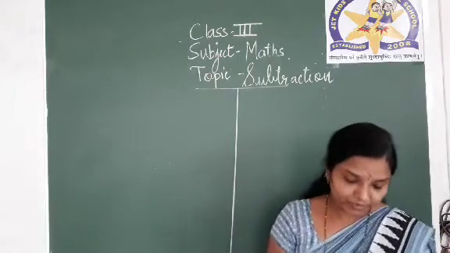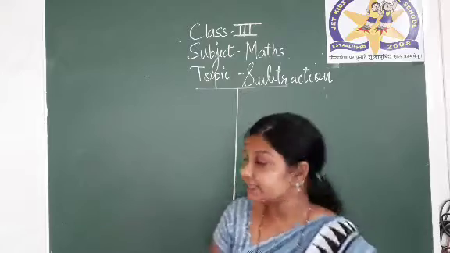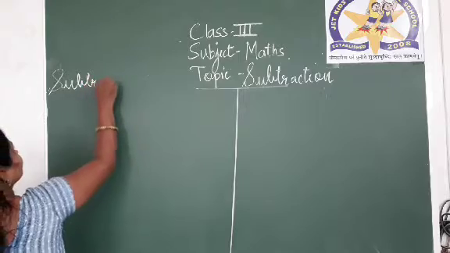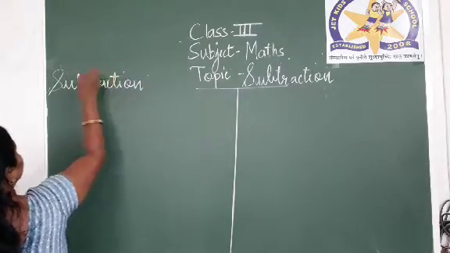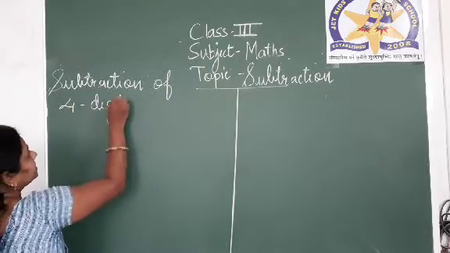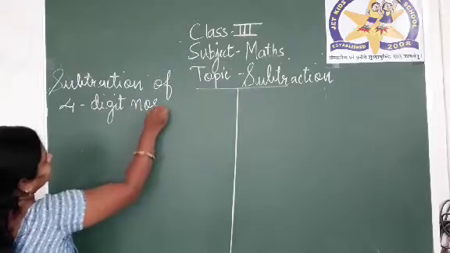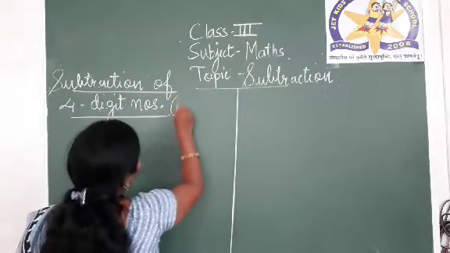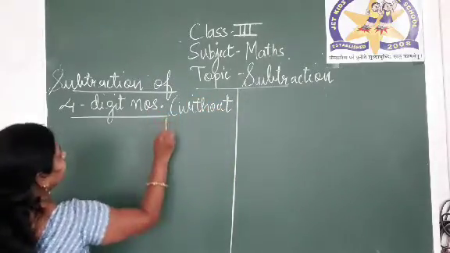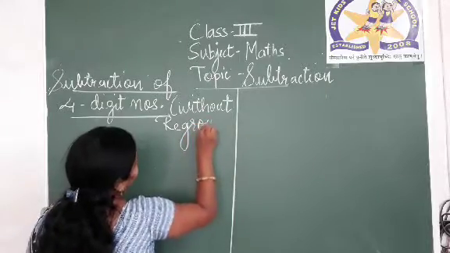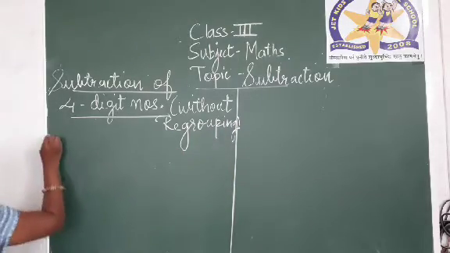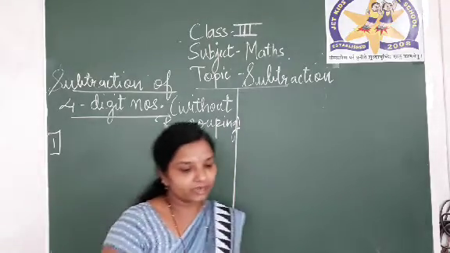I want everyone to open your textbook, page number 46. Today's topic is subtraction of 4-digit numbers. First will be without regrouping. Let us take the example which is given in the textbook itself.